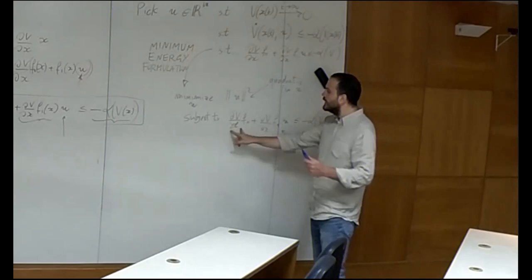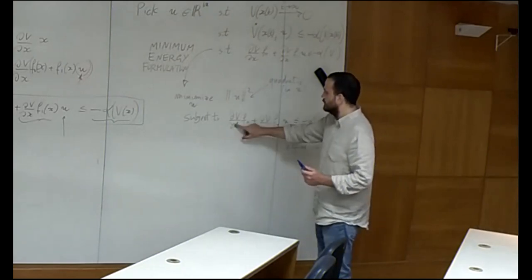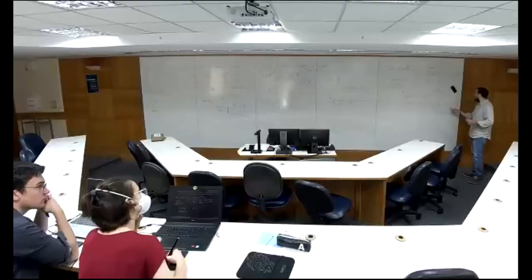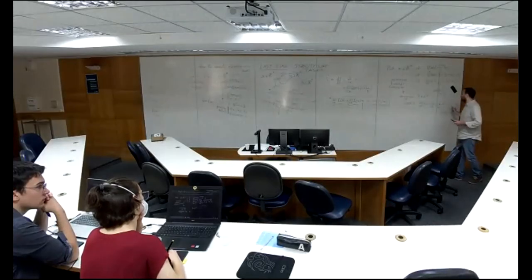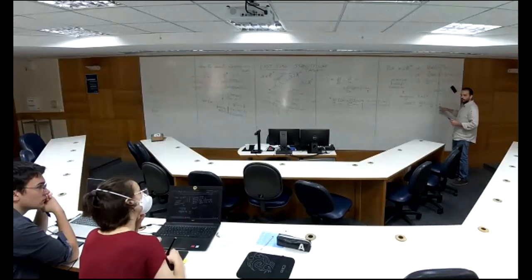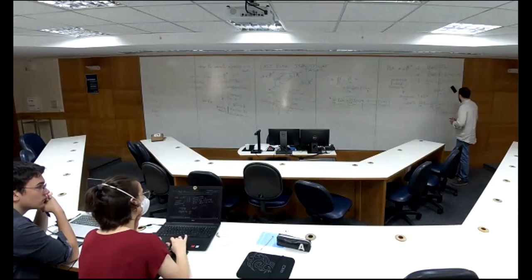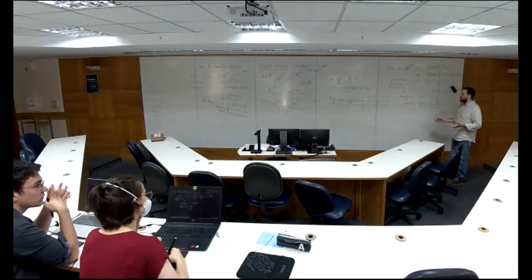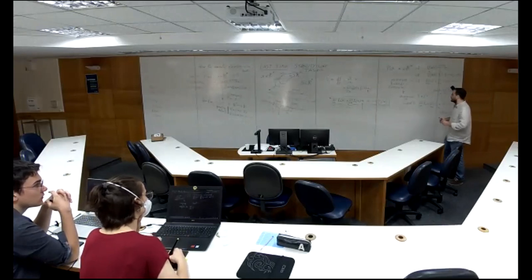No matter how complicated these functions are, right? The dV/dx times f0, dV/dx times f1, alpha will be met. Doesn't matter how complicated they are. u shows up here as an affine dependence. And this quadratic cost with affine constraint gives us a convex quadratic problem.